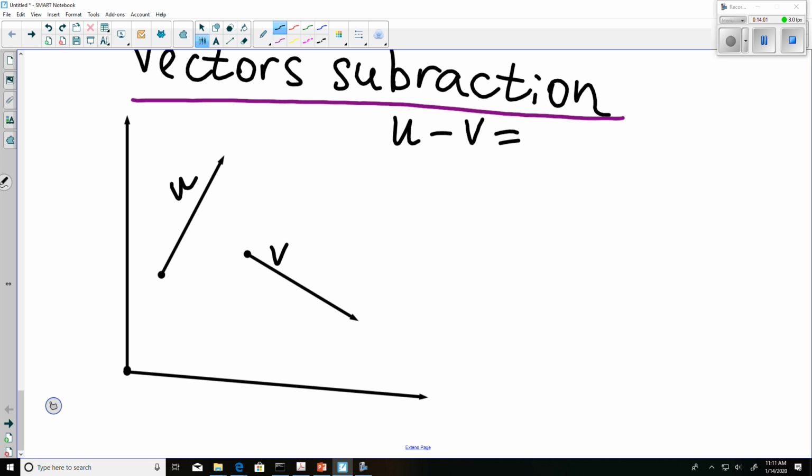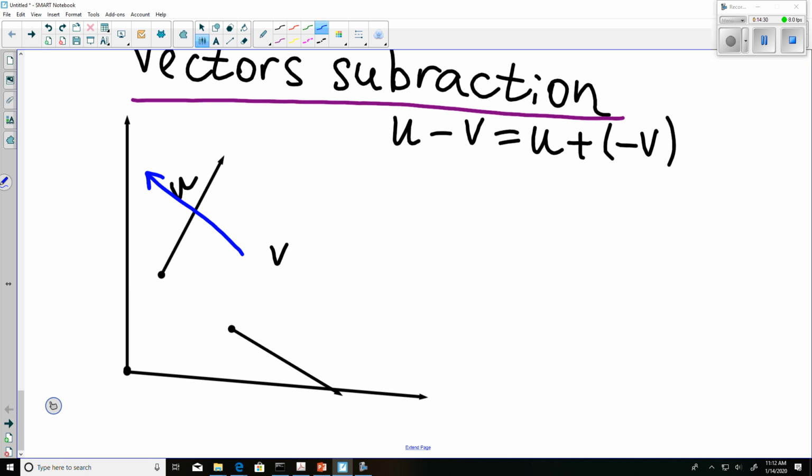So we know that subtraction is the same as adding the inverse, right? So let me rewrite it as u plus negative v. Do you agree with me? Well, how can I show negative v on this picture? Why don't I just go in the opposite direction? Let me actually move v a bit, somewhere like that. So I just go in the opposite direction. That's my v. That's my minus v.